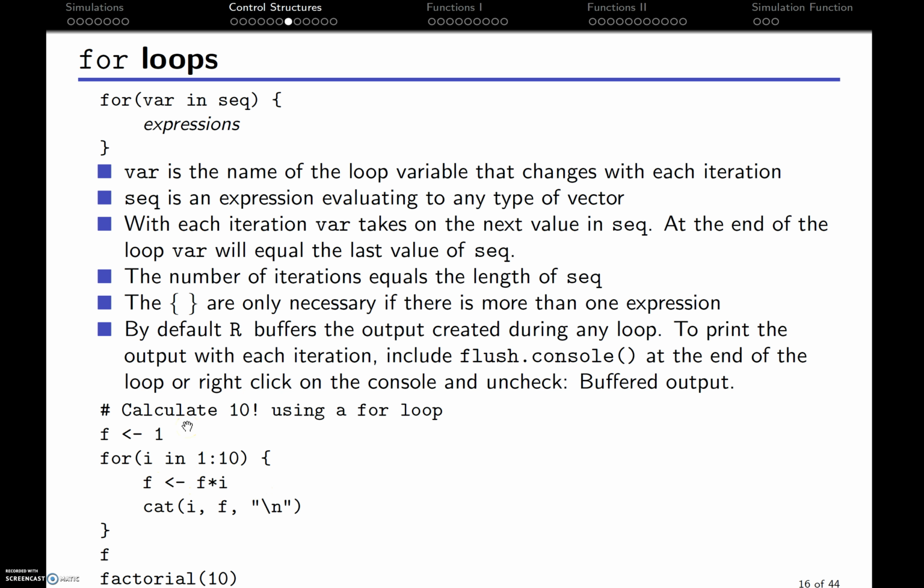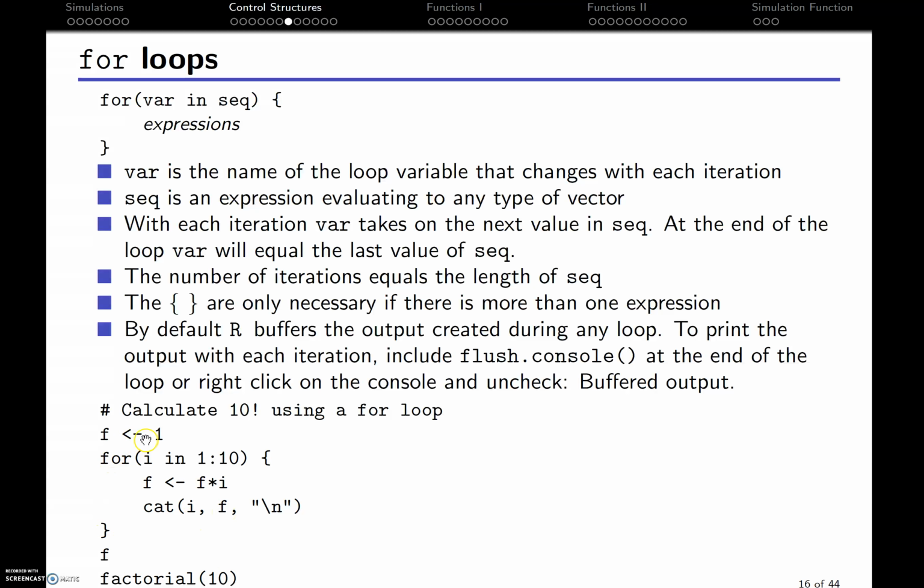So at first, f will be 1, and I will be 1. So we have 1 times 1, and we get back 1. Then we output that value. So cat, remember, this is a function within R that just will print out a character string. So it's going to print out the value for I, the value for f, and then this symbol just skips to the next line. So this way we're going to get 1, 1.